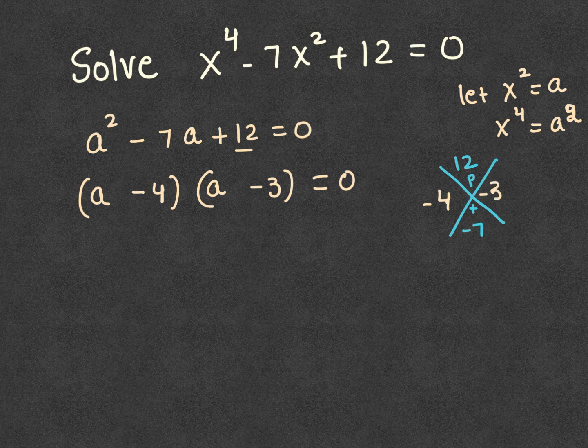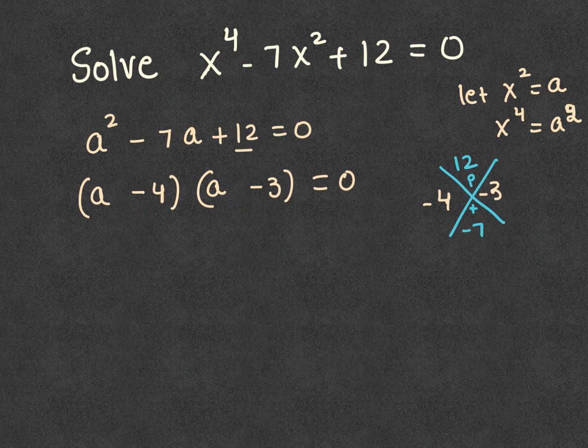So again, for the cross method, you take the last number and put it on the top, and the middle number, put it on the bottom. This number should be the product of these numbers, and when you add them, you should get -7. And write them into factor form.